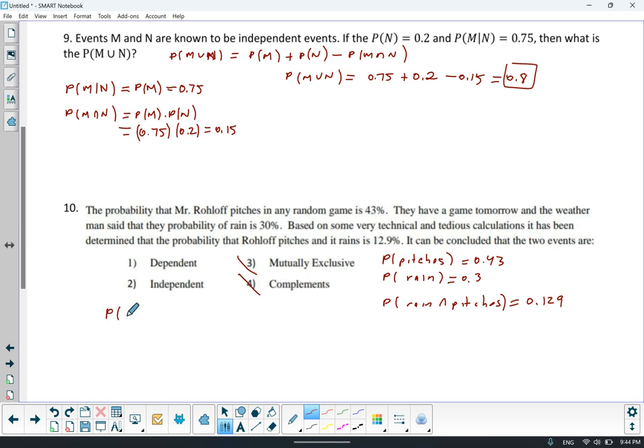So since I have the joint probability, I'm going to use this way of determining whether or not the events are independent. So the probability of pitches times the probability of rain is 0.43 times 0.3, and I get 0.129. And since it's equal to the joint probability, we know that the events are independent.